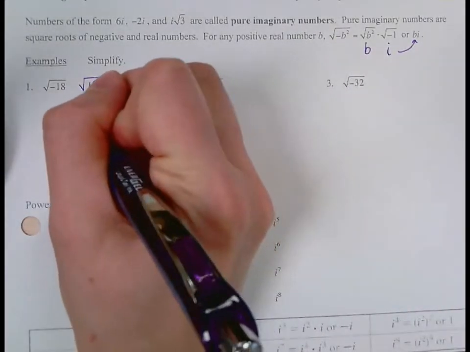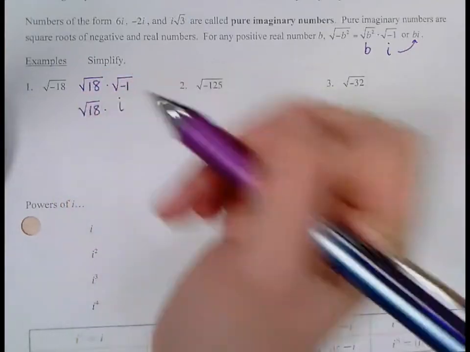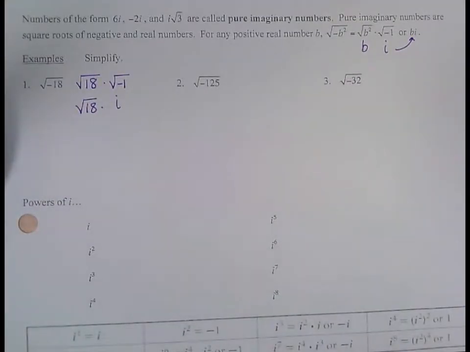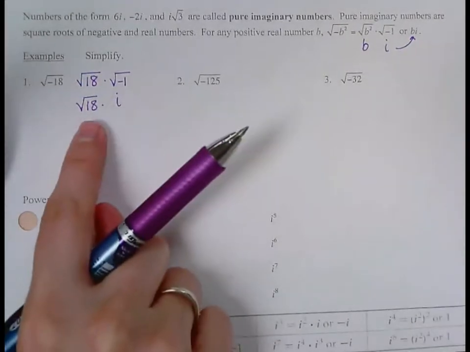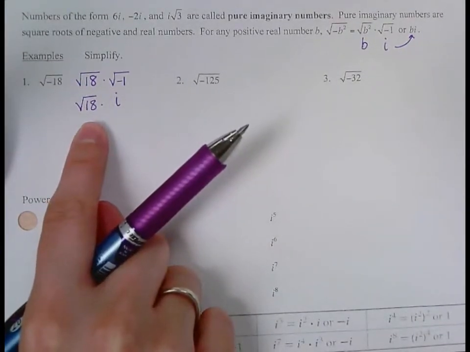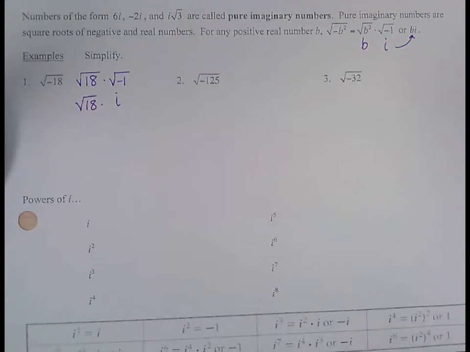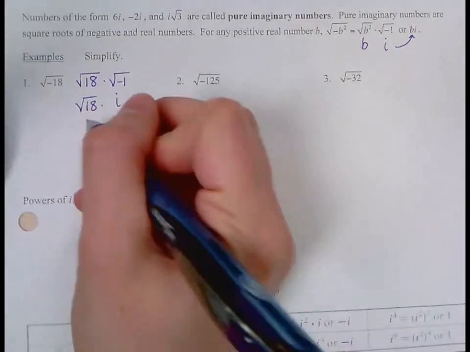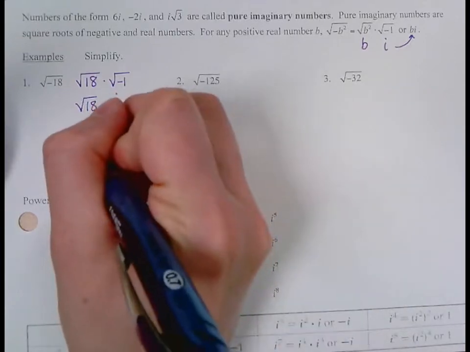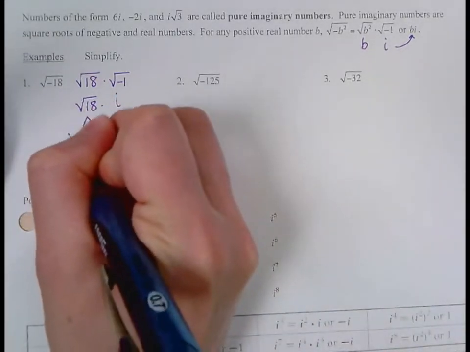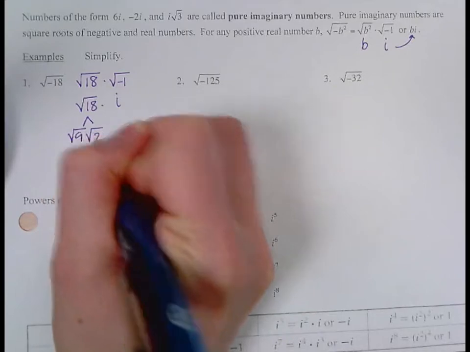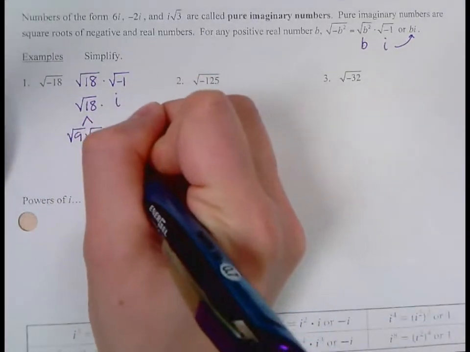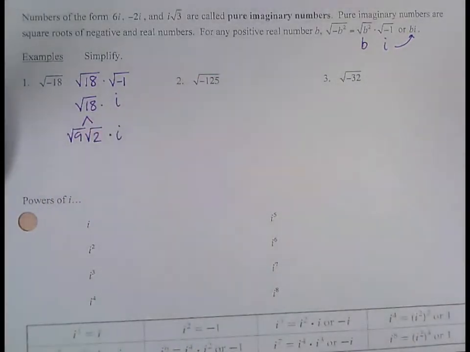So ultimately we have the square root of positive 18 times i, or i times the square root of 18. But then you have to determine if you can simplify the square root of 18. So 1 is a perfect square that goes into everything, but is there another perfect square that goes into 18? 9 does. So 18 is 9 times 2. So I can split the square root of 18 into the square root of 9 times the square root of 2. I still have the times i along with it.